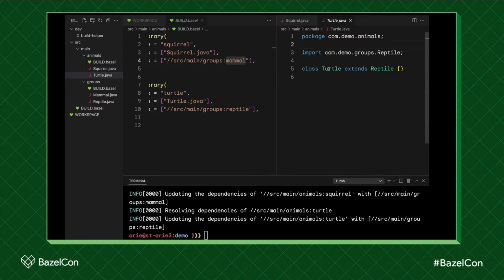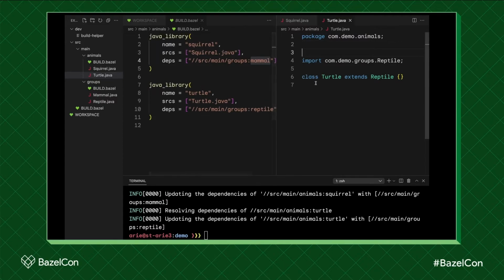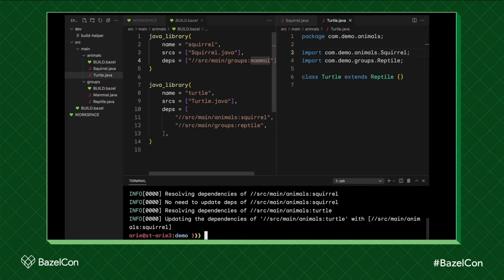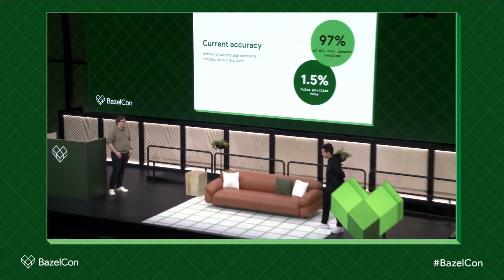That's great. Now let's say for some reason we wanted to import squirrel into turtle. Although there are existing deps in the build file, this should update as we expect. So if I do import com.demo.animals.squirrel and run build helper again, there you go. It's added right there. Just for a note, build helper is what we call the tool internally. That's our extension.